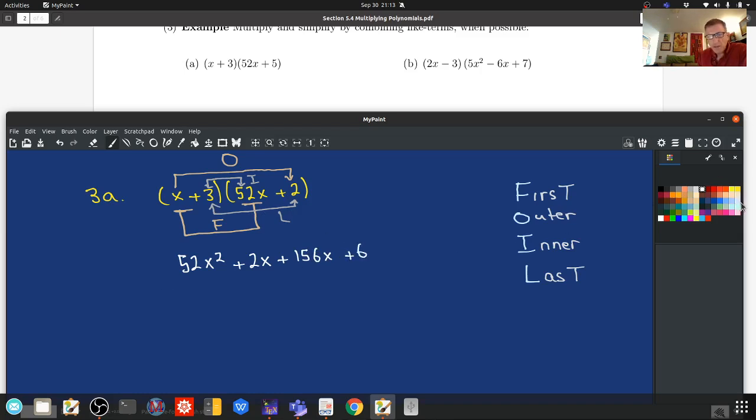Now we've got it all down there, but we have to collect like terms. And our only like terms are these middle terms right here. So the final end answer is 52x squared plus 158x plus 50.